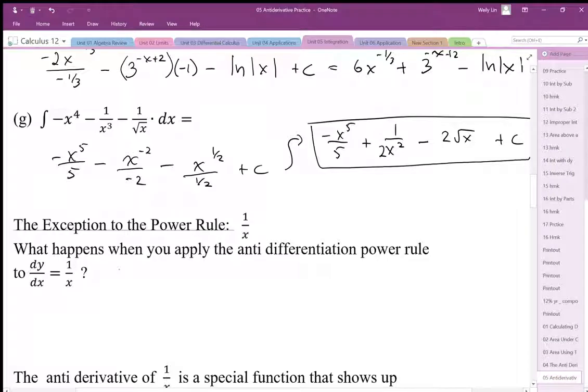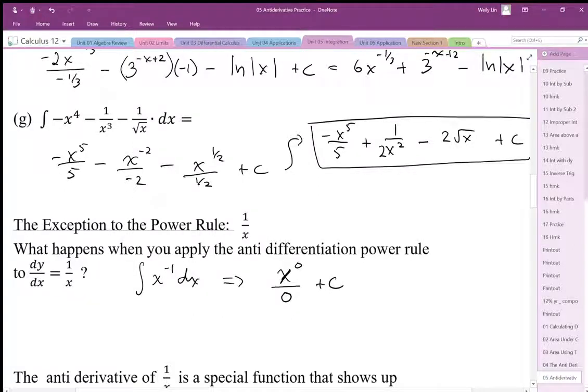So if we try to apply the power rule, okay, so we have x to the power -1. We can try to apply the power rule. We get this. We increase the power by 1, x to the power 0. Well, that's not a huge problem, because anything to the power 0 is just 1, and that's possible. The problem is, we're going to divide by 0.